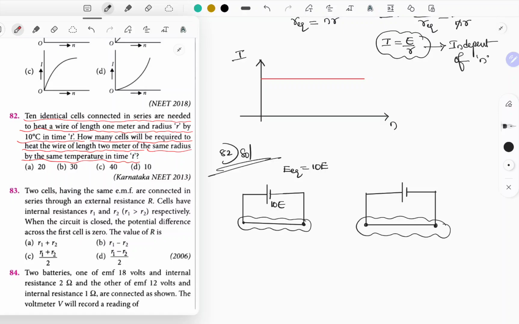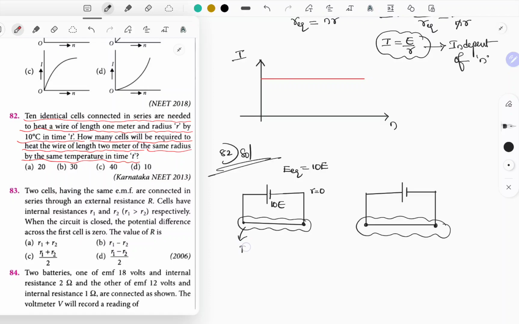Observe this. Did they give any information about internal resistance of these cells? No, they didn't give any information about internal resistance. You just assume it is 0. Internal resistance of all these cells is 0. So a wire is used. All these EMFs are used to heat a wire of length L, which is 1 meter, and radius r.